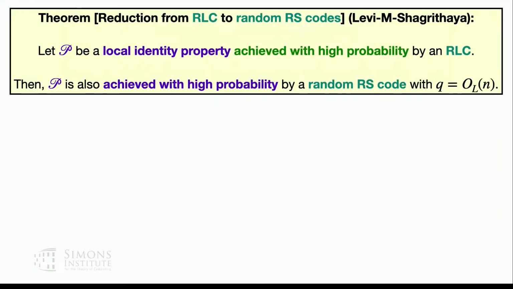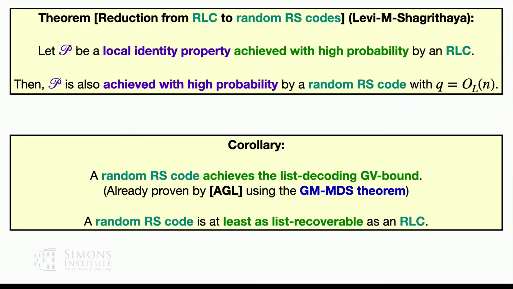Yeah, okay, so this is what we prove. I'm going to talk about this proof in a bit. Just let's get a corollary out of this before. So a random Reed-Solomon code achieves the list decoding GV bound with Q, I should have said with Q linear in M. And this is already proven in the AGL paper.